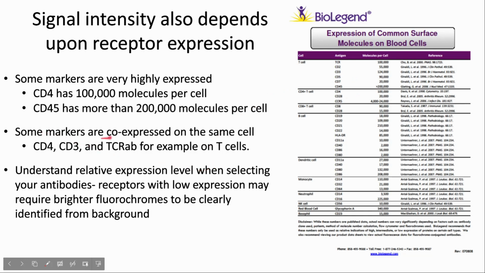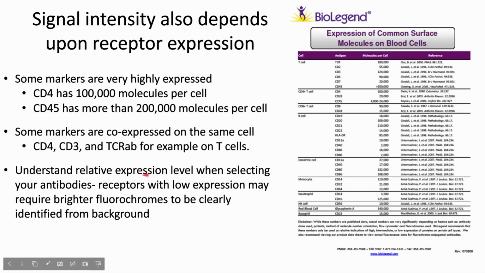Additionally, it is important to know which markers are co-expressed on the same cell when selecting fluorochromes which occupy neighboring channels. CD3, CD4, and TCR alpha beta, for example, all are expressed on T cells, and users should be aware of the biology of their cells when selecting available channels to place these co-expressing markers to avoid certain channels with a high degree of overlap.